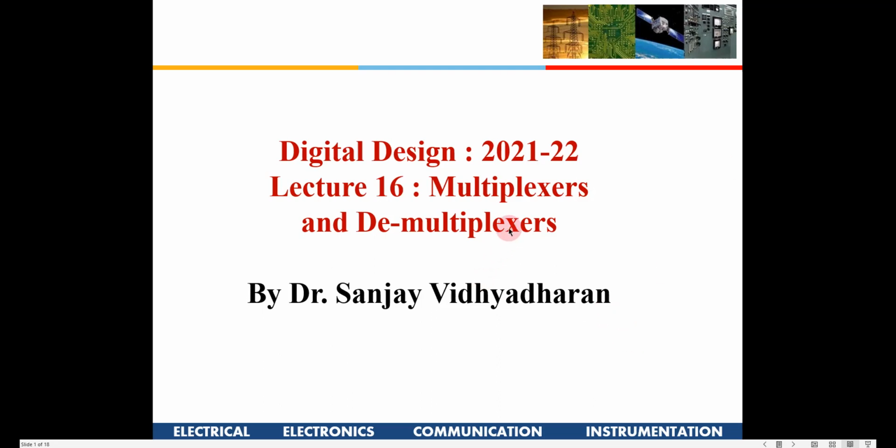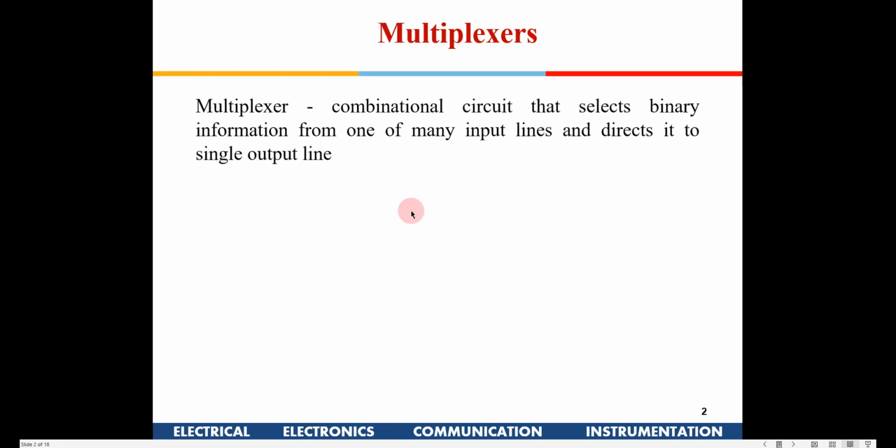In the last class we learnt about encoders and decoders, and in this class it is a very similar thing. We are going to learn something known as multiplexers and demultiplexers. Okay, what is a multiplexer circuit? Again, it is a combinational circuit.